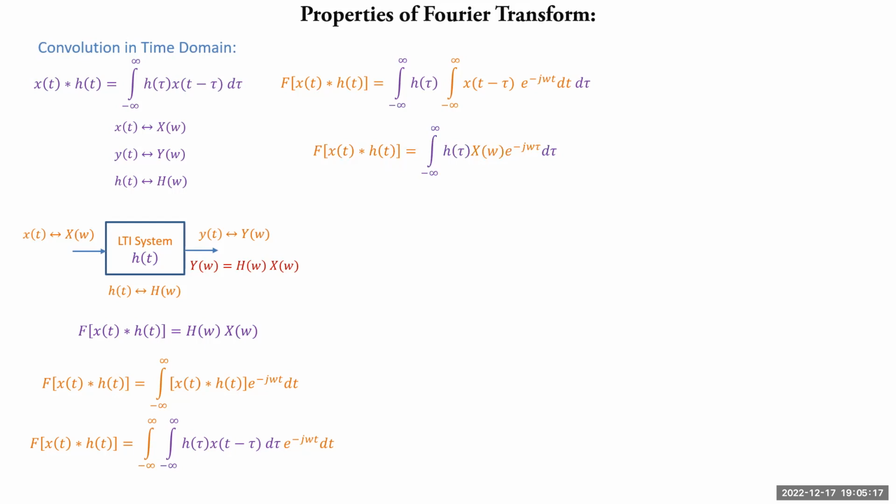So here, when integration with respect to t is performed on the term x of t minus tau into e raised to minus j omega t dt, by applying the time shifting property, you'll get the Fourier transform x of omega e raised to minus j omega tau. And then solving this integration by taking x of omega outside the integration, because it is constant, you'll get the final equation as the Fourier transform of h of t or h of tau. And hence the Fourier transform of convolution in time domain of two functions is equal to the product of these two functions in frequency domain.